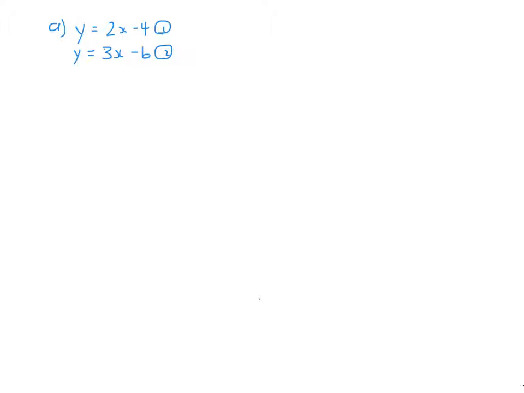So both of these equations are already solved for y. So y is equal to 2x minus 4. I can take the 2x minus 4, and since that's what y is equal to, I can replace the y in the second equation with this expression. So that's our first step. We will sub equation 1 into equation number 2. So when we do, we get 2x minus 4 is equal to 3x minus 6.